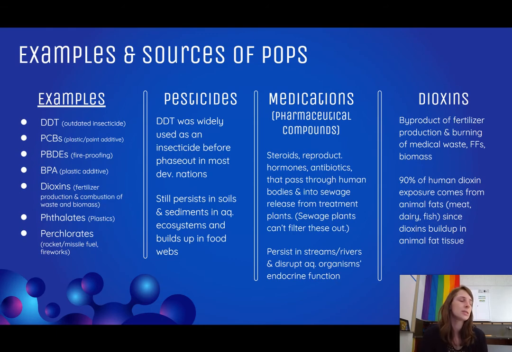We also have PCBs, which are present in plastics and as a paint additive. We have PBDEs, which are used for fireproofing. We have BPA, which is a plastic additive. We have dioxins, which are used in fertilizer production, and they're released from the combustion of waste and biomass. We have phthalates, which are found in plastics. And then we have perchlorates, which are a lot of times seen with military usage because they're used in rocket and missile fuel, and they're also used in fireworks, but specifically we're going to see those pretty heavily concentrated in military areas.